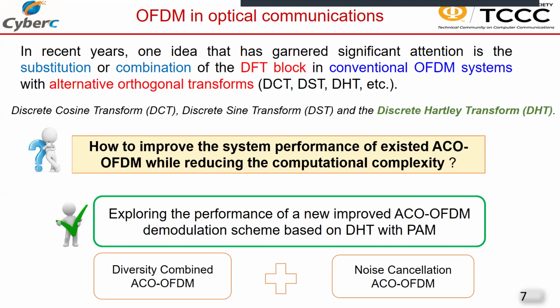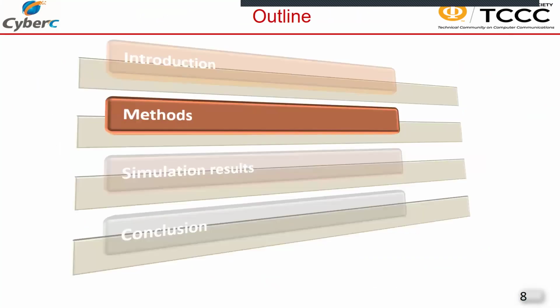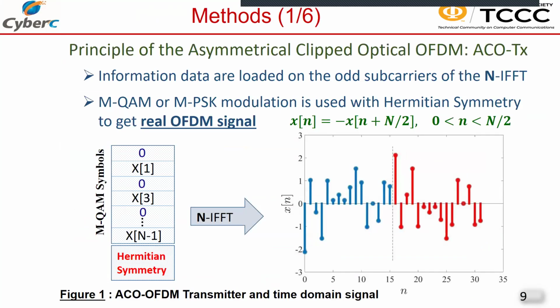The goal of this work was to improve the system performance of existing ACO-OFDM while reducing the computational complexity. That is why we explore the performance of a new improved ACO-OFDM demodulation scheme based on DHT with pulse amplitude modulation that uses both diversity combining and noise cancellation techniques in conventional ACO-OFDM. Our methodology is presented in the next slide.